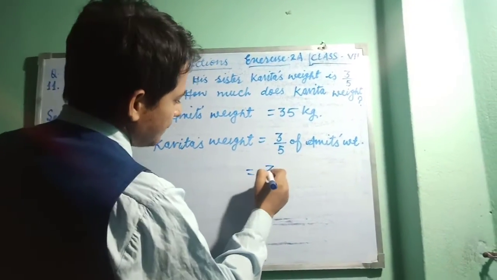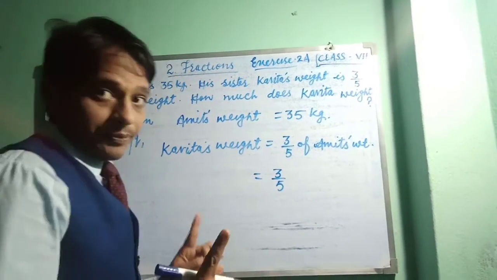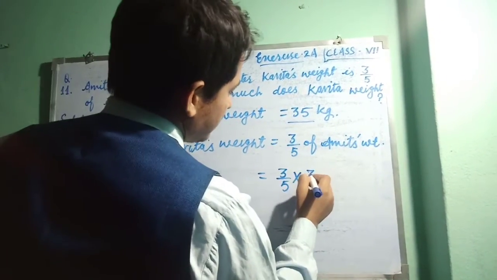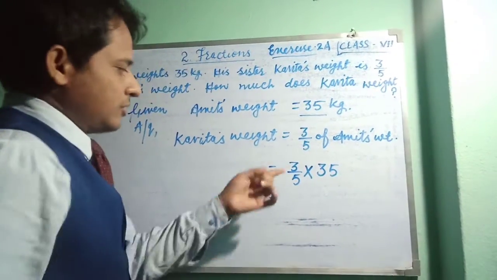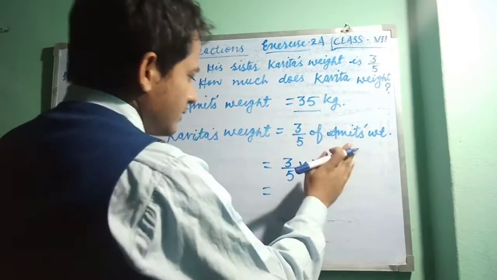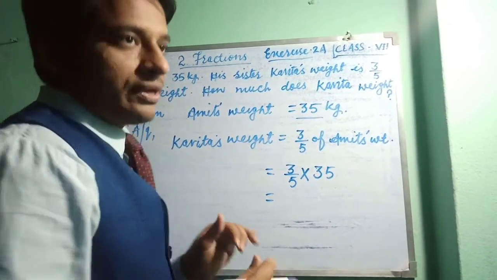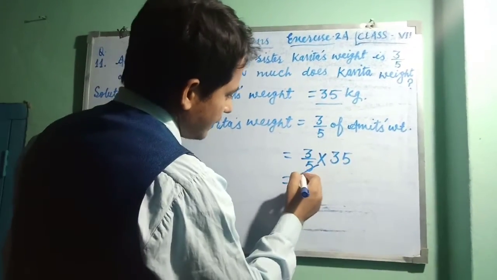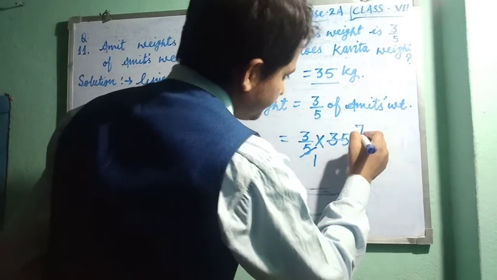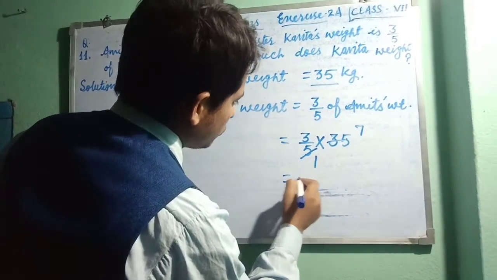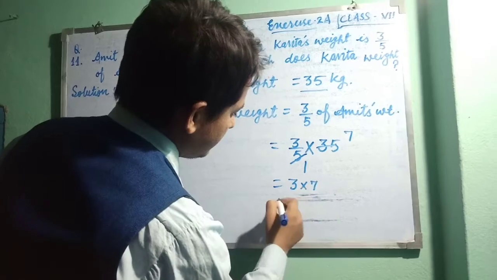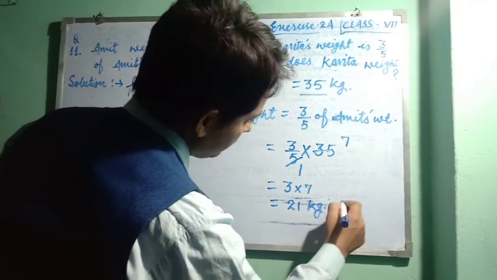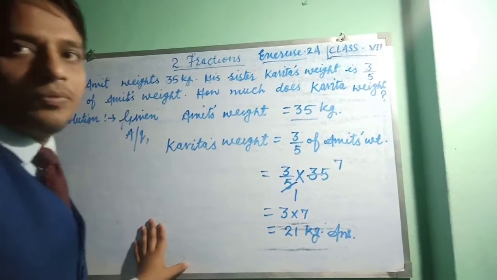3/5 as it is. Remember, please, of means multiply. Amit's weight is 35 kg. Okay, now we have to multiply numerator by numerator and denominator by denominator, and we have to cancel the numerator and denominator. Here 5 1s are 5, 5 7s are 35. This becomes 3 multiplied by 7, 3 7s are 21 kg. So this is your answer. Okay, I hope you got it.